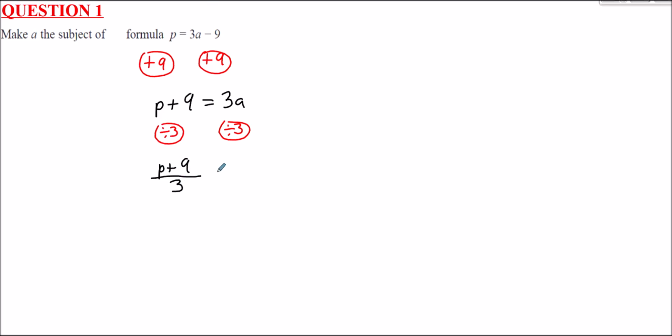equals just 1A. But if A is the subject, A needs to be written first. Therefore, we need to write it as A equals P plus 9 all divided by 3. And then we've got it in terms of A equals, therefore that's our answer. And we've got the first marks on the paper in the bag.